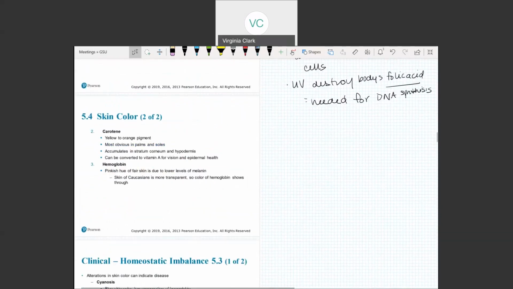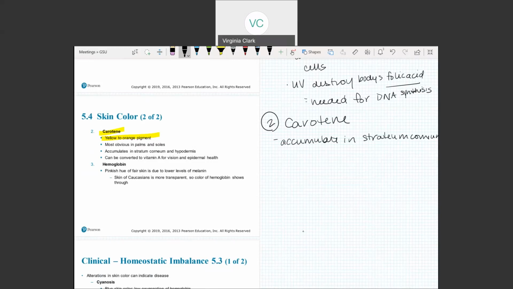The second pigment is going to be keratin. Keratin is a fun pigment. It's a yellow to orange pigment. While it is yellow to orange, you get it from accumulating certain types of plant products. As it comes from certain plant products in our diet, it will accumulate specifically in the stratum corneum, so the top layer.